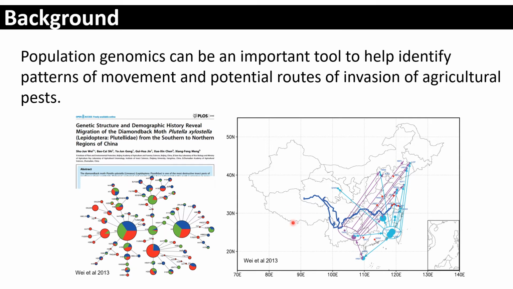This is one good example. This study was done to understand the genetic structure and migration patterns of diamondback moths from the southern to the northern region of China. This research provides a successful example of using population genetics approaches to resolve the seasonal migration of insects.